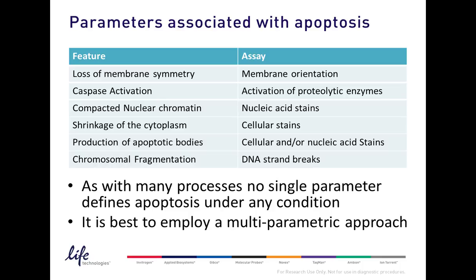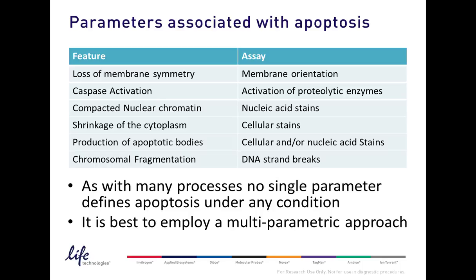Compacted nuclear chromatin can easily be picked up with various nucleic acid stains. The shrinkage of the cytoplasm can be picked up with general cellular stains, and indeed if you want to look at fragmentation of other organelles, there's very many good antibodies targeting fluorescent proteins, or indeed organic dyes that track various cellular structures like Mitotracker and ER tracker and some of the labeled ceramides for the Golgi. Production of apoptotic bodies, similar assay to what you would do for compacted nuclear chromatin. You can use nucleic acid stains. And then finally, again, with chromosomal fragmentation, you can pick this up with assays that look at DNA strand breaks.